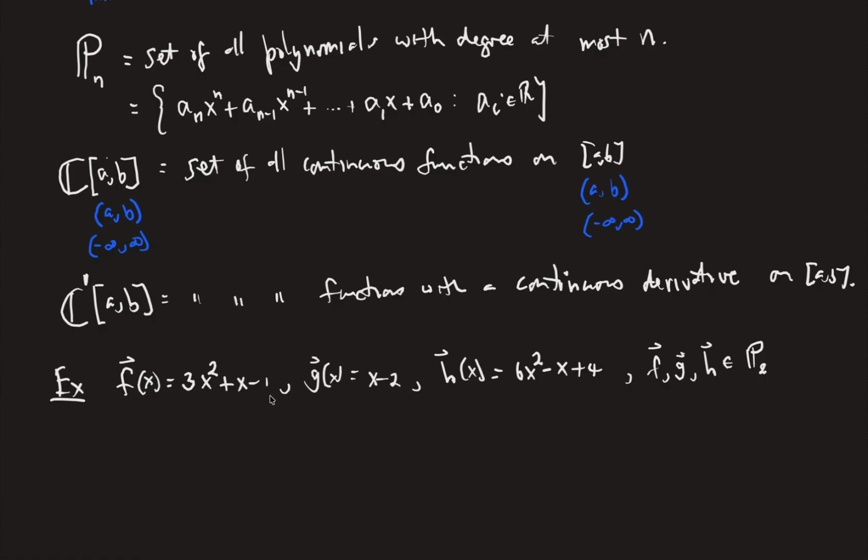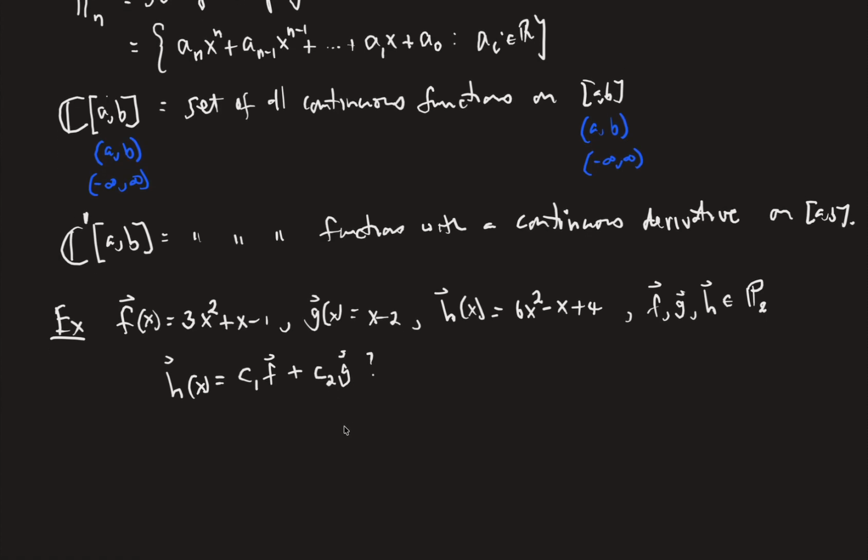Right? In other words, can I find scalars such that h of x is equal to c1 times f plus c2 times g? Let me ask that question mark. Well, let's see how we would set it up, because we've done this with the Euclidean stuff. Let's see if we can do this with our polynomials. We claim that they're vectors.